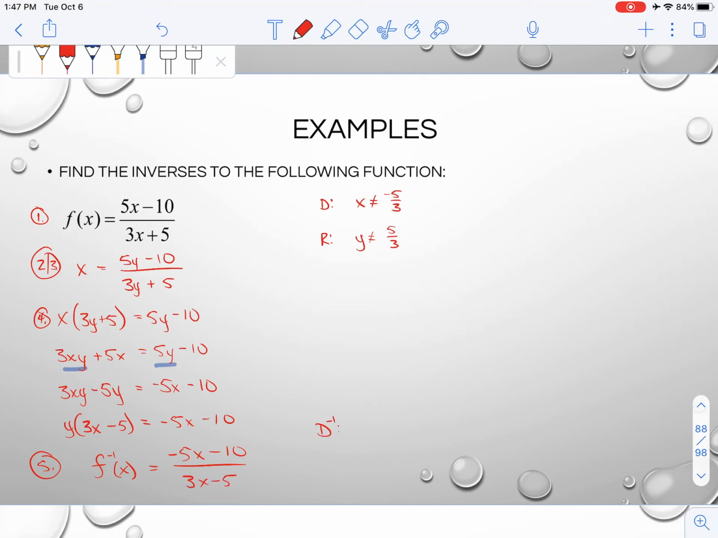So if I look at my inverse domain restriction, if I set that denominator, 3x minus 5, equal to 0, and I solve it, I'm going to get that x cannot equal +5/3. And for my range restriction, again, it's going to be that ratio of lead coefficients because both of these had a degree of 1. So my y value cannot equal -5/3. And again, if I look at this, my domain and range did in fact switch, right?